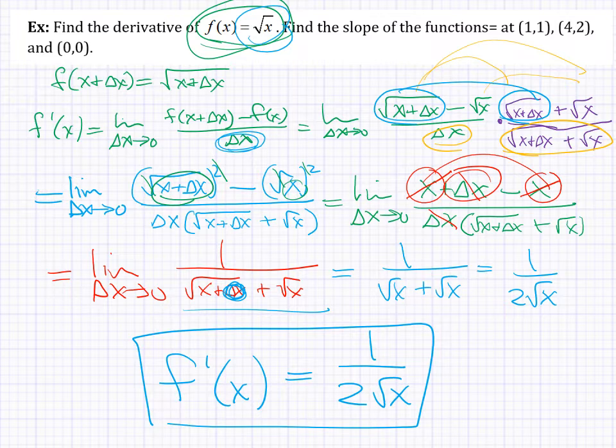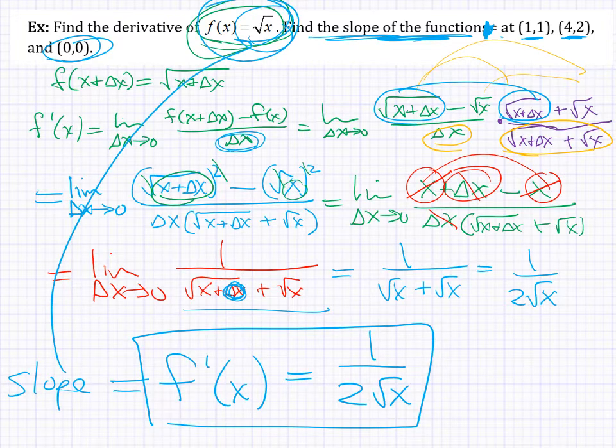We have a second part to this question that says, okay, so find the slope of the function at (1, 1), (4, 2), and (0, 0). Okay? So the derivative gives us the slope. This is how we find the slope of f of x. So we want to do that at these three different points and see what we get.